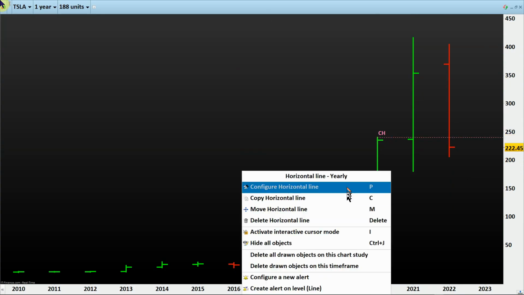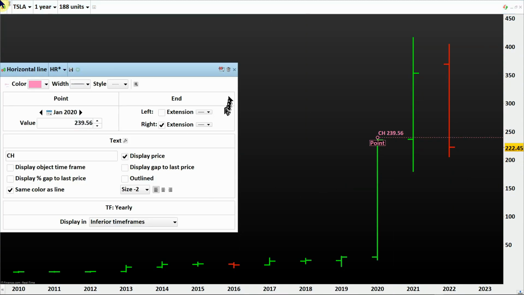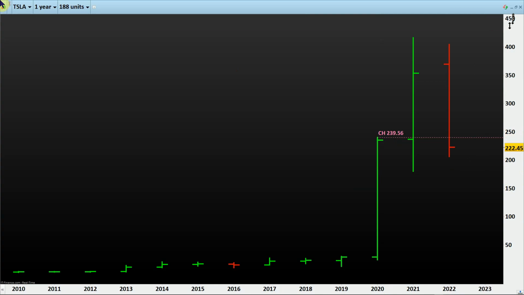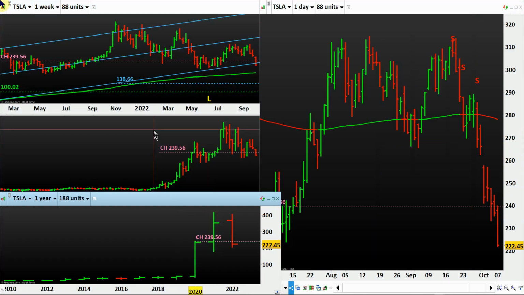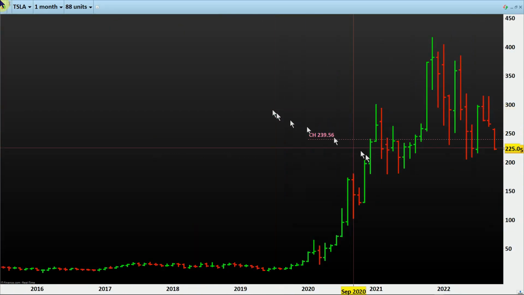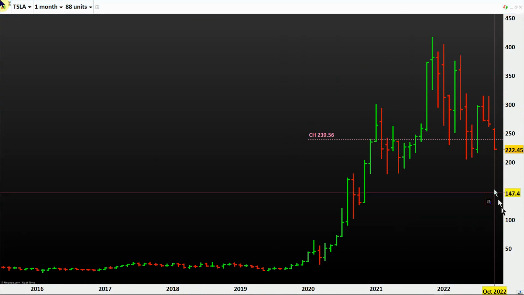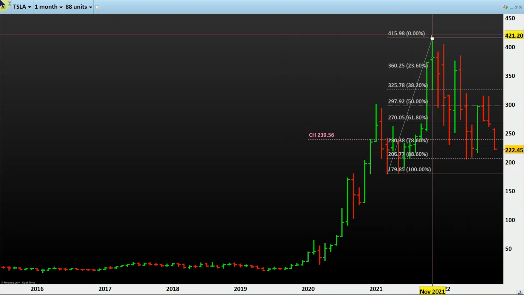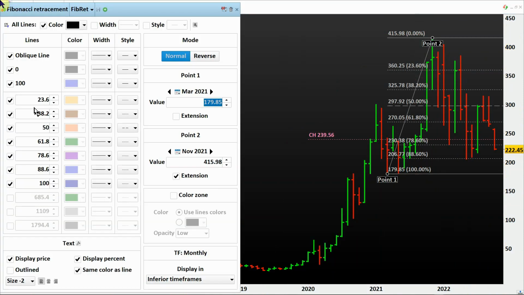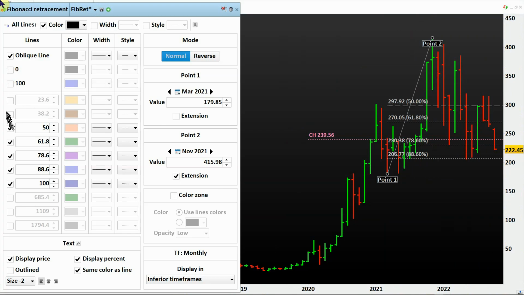If you want, you can print the price: 239.56, and now we are at 225.5. That's from yearly. Monthly, we can draw our favorite Fibonacci for Girija. So from here, I'll select this one. You can do multiple Fibonacci confluence, but I prefer this one, and take the others out, just to keep my chart as clean as possible.